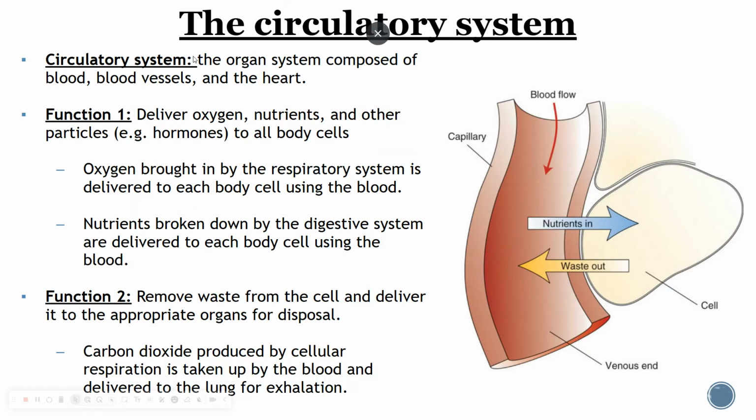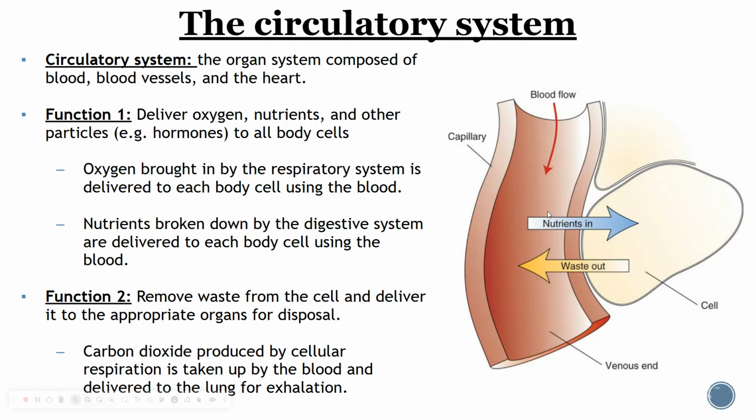So the circulatory system is an organ system that's composed mainly of blood vessels and the heart. It has two main jobs. The first job is essentially to deliver important nutrients all over the body cells. So delivering nutrients, oxygen, and other particles like hormones to all the body cells.